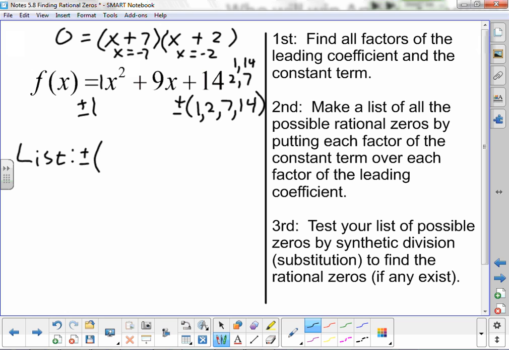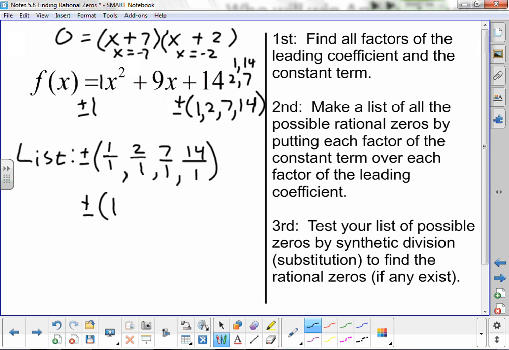So we're going to put a 1 over 1, a 2 over 1, then we're going to do the 7 and put it over the 1, then we're going to do the 14 and put it over the 1. And that's it. We don't have anything else to put over it. So we put every single number here over every single number here, which happens to be just 1 number. So let's go ahead and simplify our list.